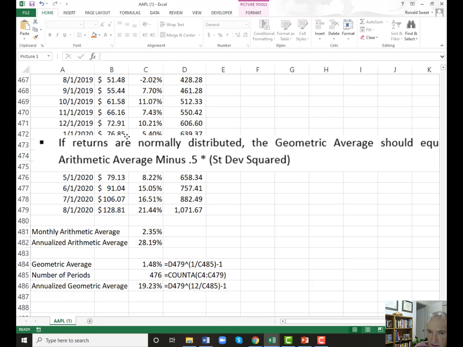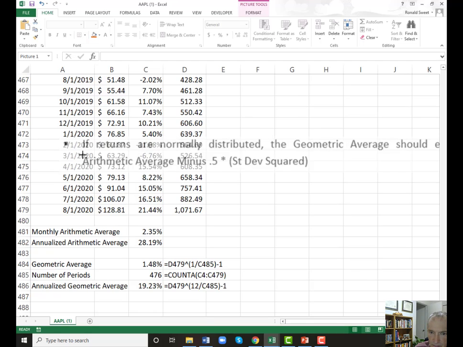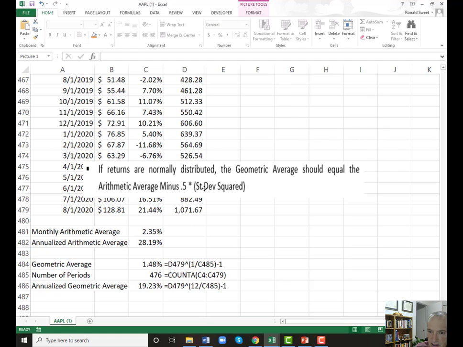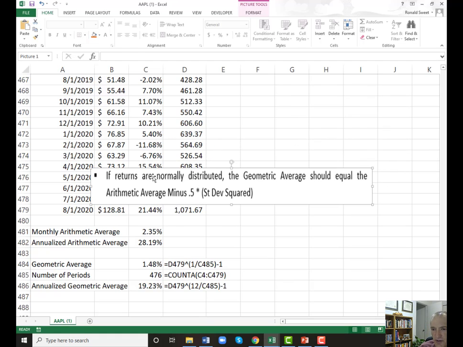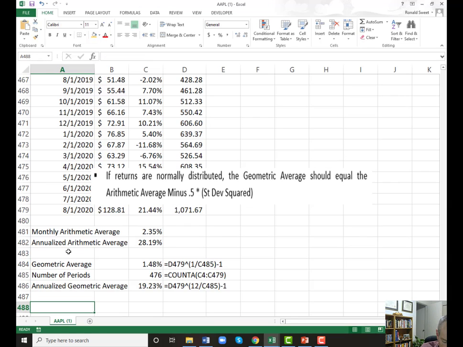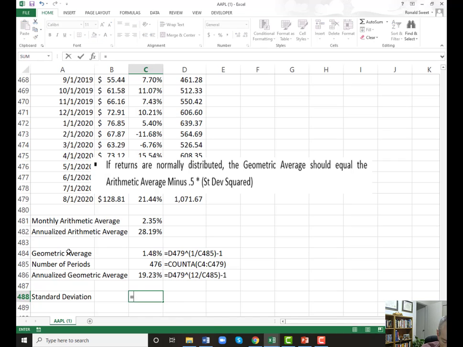And the formula I gave you in the class notes says if these returns are normally distributed, and we don't know that with Apple. In fact, this formula helps us determine if they're normally distributed. If they are, then the geometric average should equal the arithmetic average minus 1/2 of the square of the standard deviation. So I'm going to calculate the standard deviation. We'll come back to standard deviation later, but I just want to show you this. So we can do a standard deviation equal STDEVP. We want to use the population standard deviation.